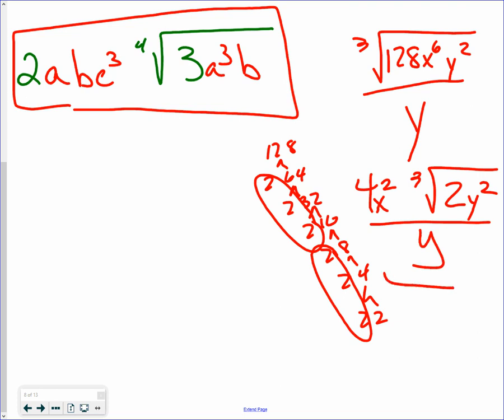So again, on your quiz, not only do you need to make sure you rationalize the denominator, you also need to make sure you simplify the numerator. This can be a challenging question for many people.